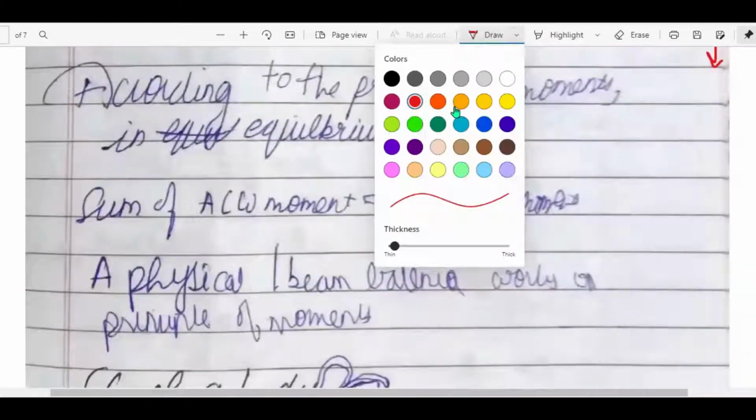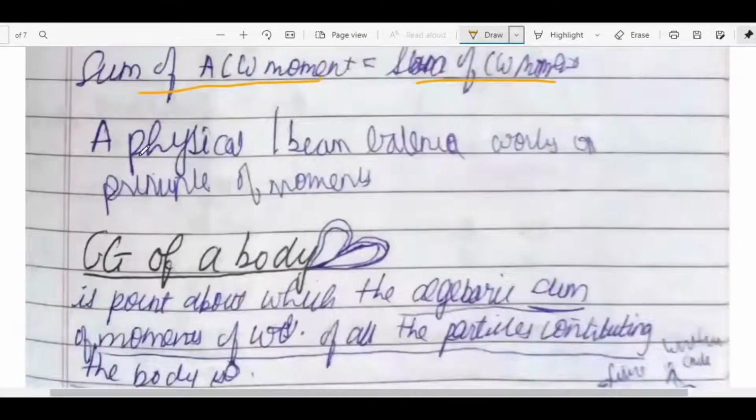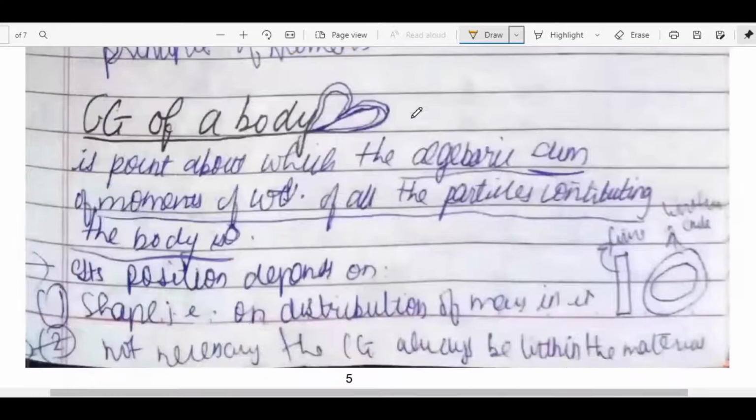Next, another important question. According to the principle of moments in equilibrium, this will also be helpful in solving various problems: the sum of anticlockwise moments is equal to the sum of clockwise moments. The device that verifies it is a physical or beam balance, which works on this principle.